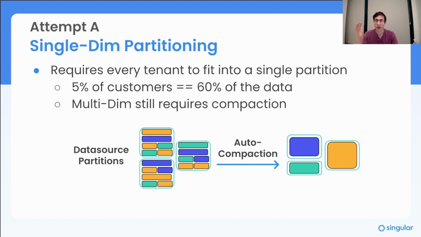Now, multi-dim partitioning allows you to specify another dimension to split this data further and thus solve this problem, but that still requires this auto compaction mechanism that just did not work. We tried this in prod, and it just took too long and didn't give the benefits that we wanted or expected.